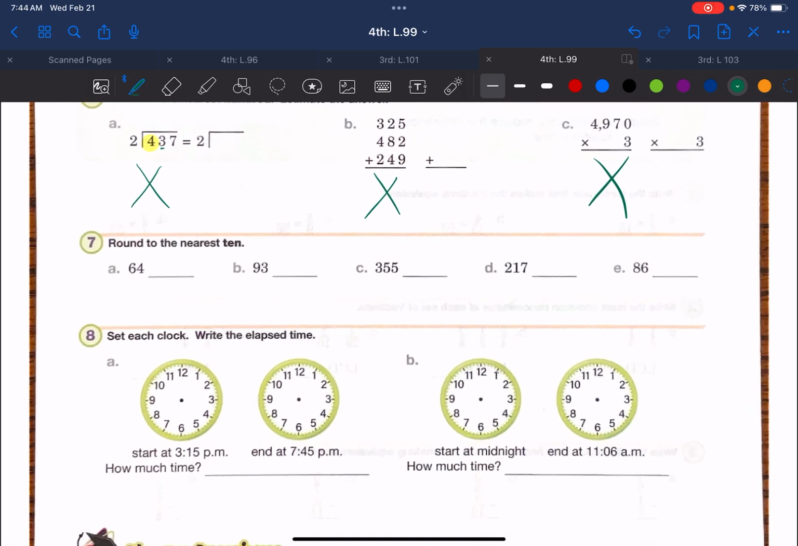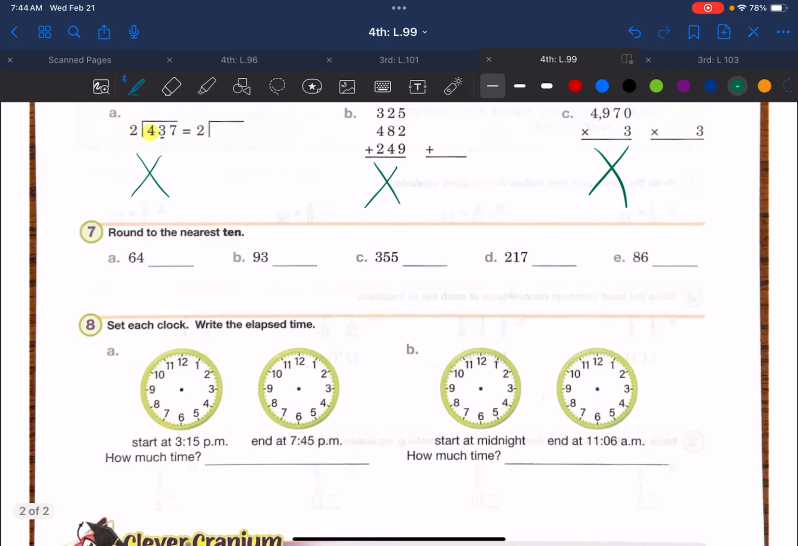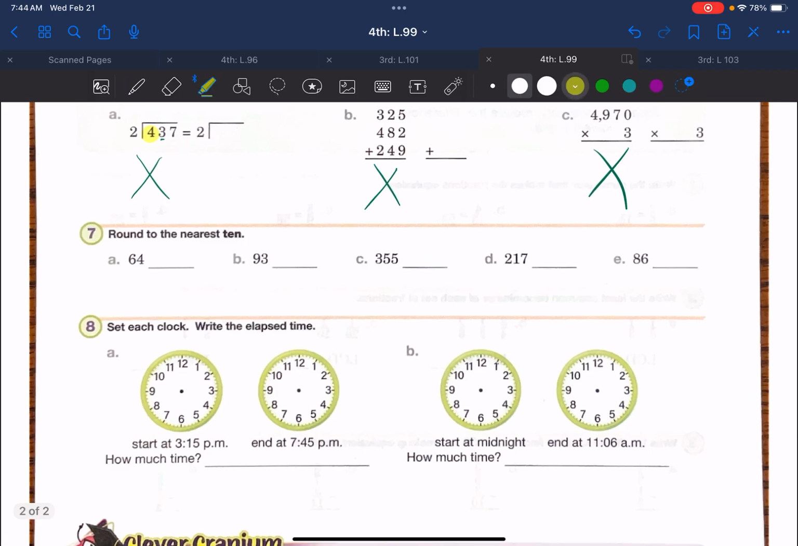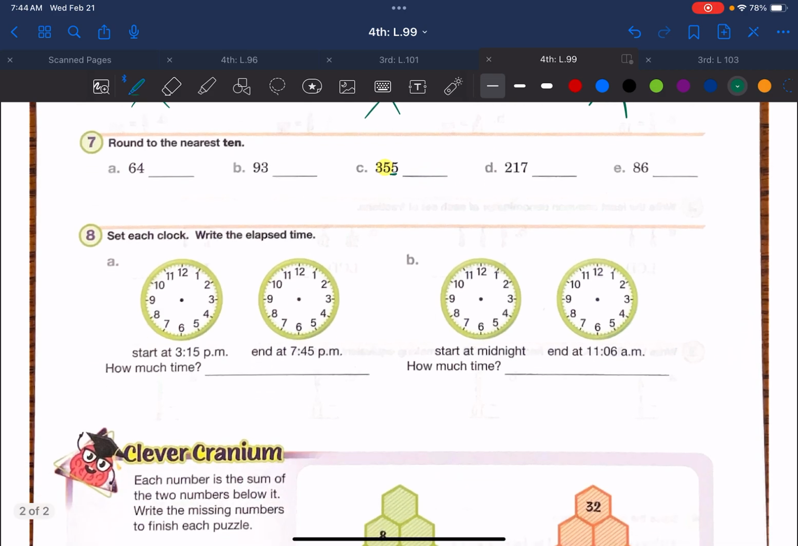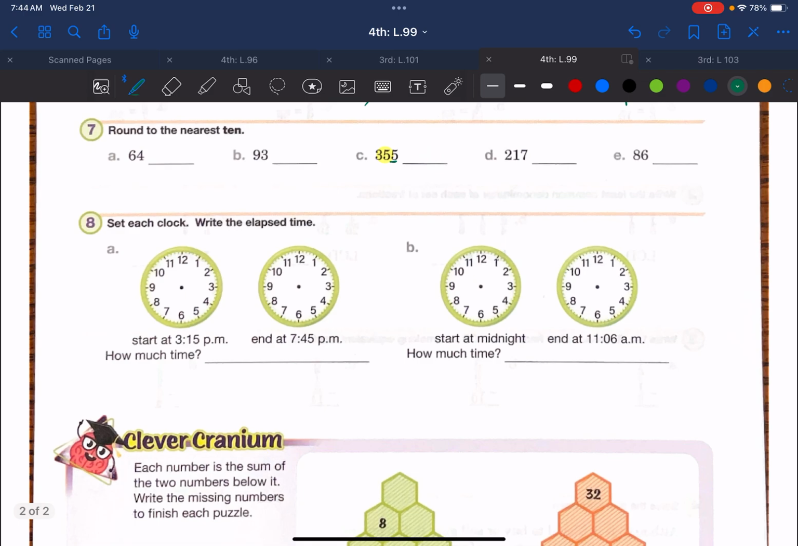Okay, then practice rounding to the nearest 10. So be careful, you're practicing rounding to the nearest 10 means you find your tens place and you look at your ones place. Okay, and then elapsed time means how much time has passed. So try to solve those.